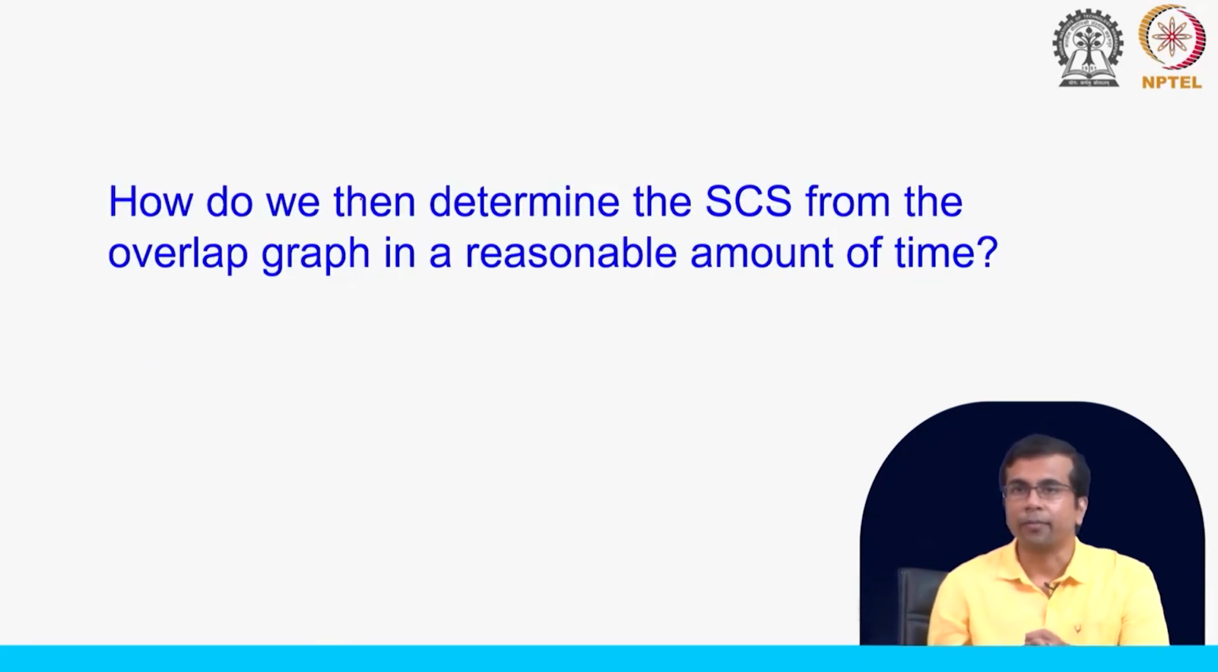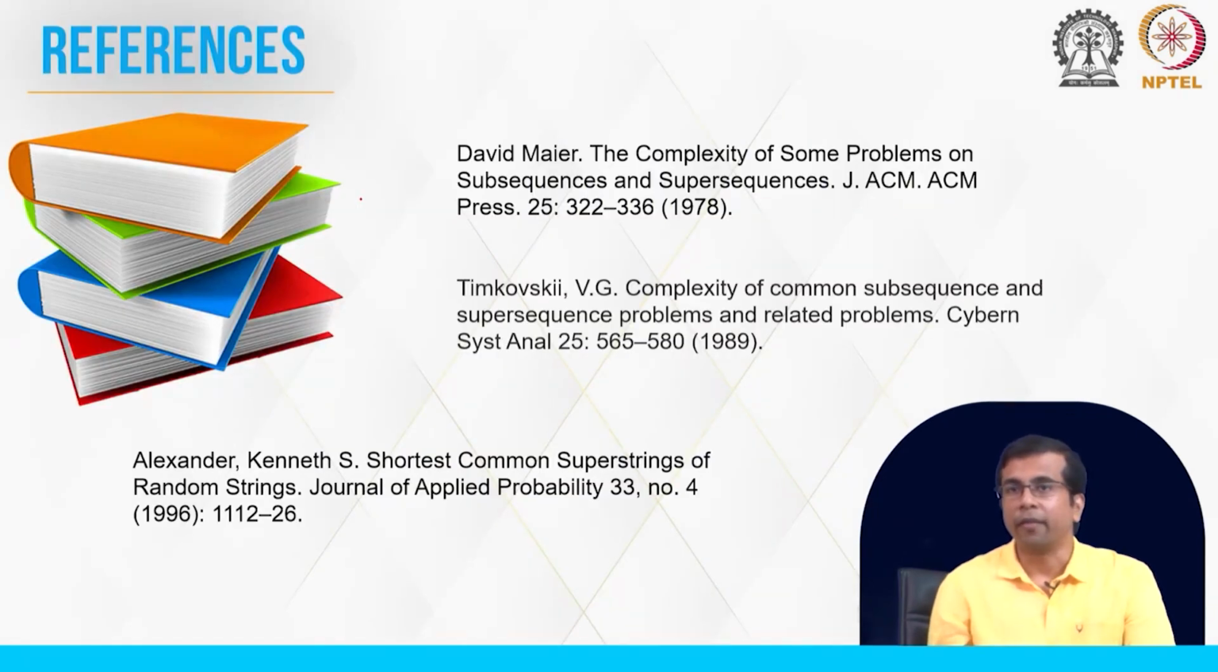So, the question we are left with is how do we determine the SCS, or shortest common superstring, from the overlap graph in a reasonable amount of time. This is something we will talk about in the next class, and we will discuss other approaches in the following classes. Here are the references for this class.